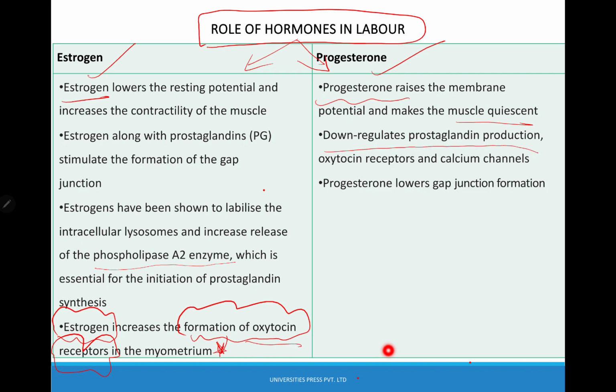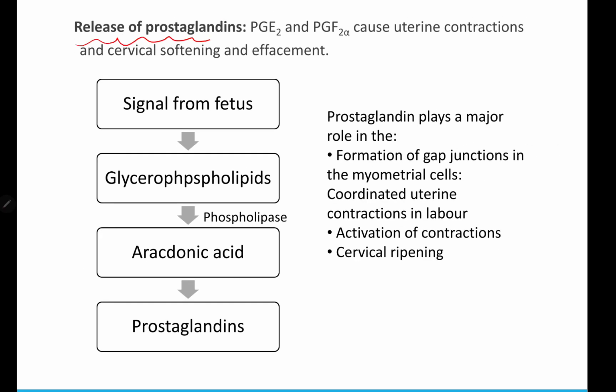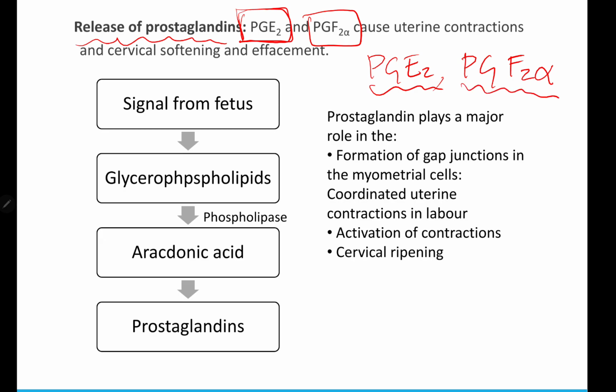Progesterone downregulates prostaglandin production, oxytocin receptors and calcium channels. Progesterone lowers gap junction formation. Regarding the release of prostaglandins, the important ones are PGE2 and PGF2 alpha. These two are the major prostaglandins taking part in labor. PGE2 and PGF2 alpha cause uterine contractions, cervical softening and effacement. So what are the three things? They cause uterine contractions, which is important.